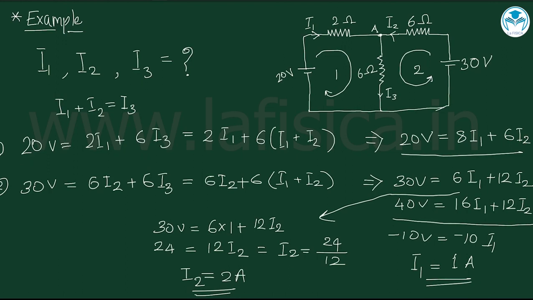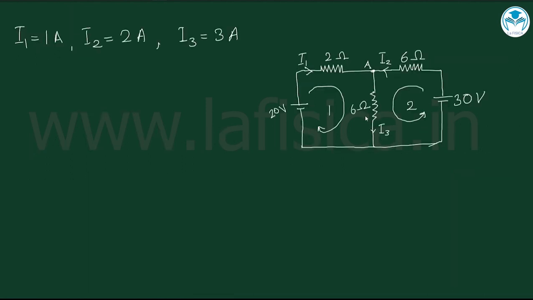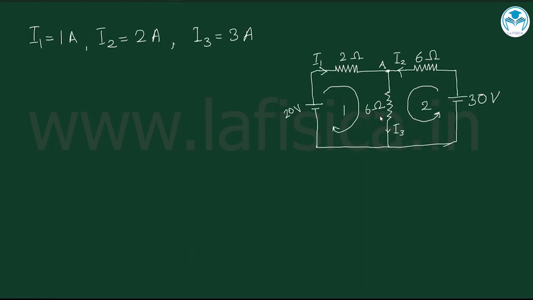We have I1 plus I2 equal to I3, then I'll substitute I1 and I2 in this equation, and I'll get I3 equal to 1 plus 2 equal to 3 amperes. We have I1 equal to 1 ampere, I2 equal to 2 amperes, I3 equal to 3 amperes.